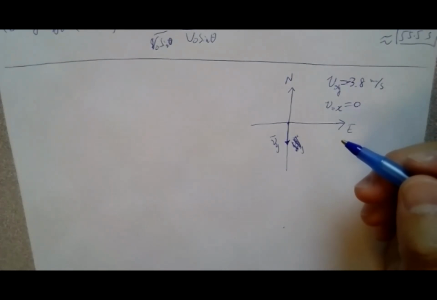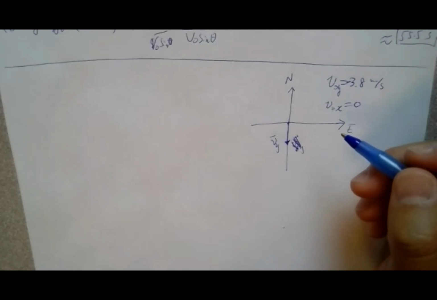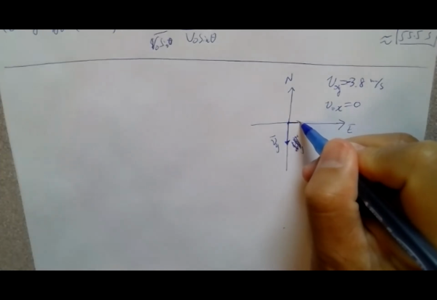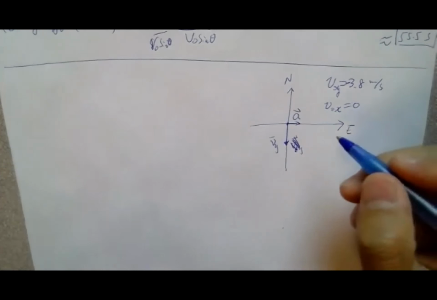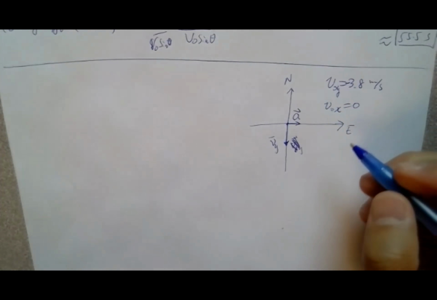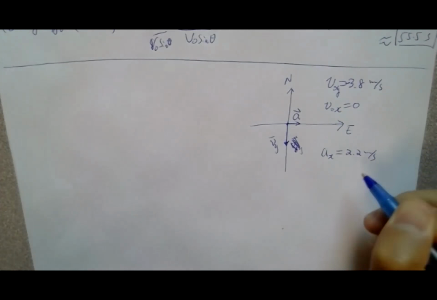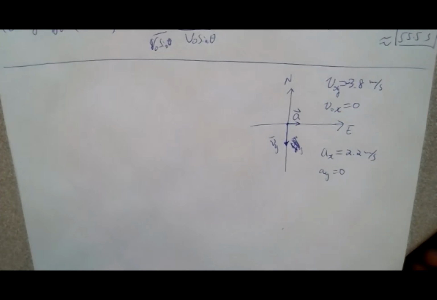Now it says also it has a constant acceleration of 2.2 meters per second squared towards east. So the acceleration is in this direction, okay? It's only towards east, so that means it only has an X component. The acceleration X component is 2.2 meters per second squared. Its Y component is 0, okay? Because it's in the X direction only. And it says let X direction be eastward and Y direction be northward.